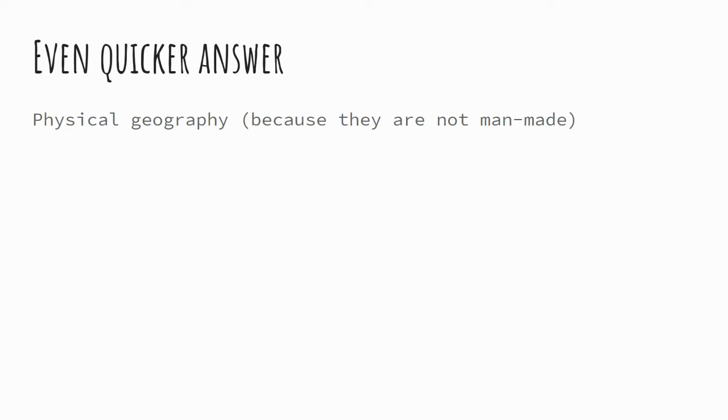Physical geography, of course, is things that aren't man-made. So we're not talking about buildings and landmarks and cities and roads and things like that. Instead, what we're talking about are things like mountains, rivers, lakes, the oceans, canyons, those sorts of things.